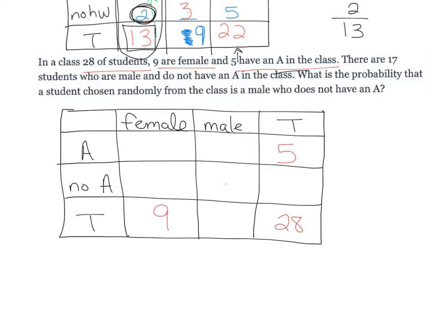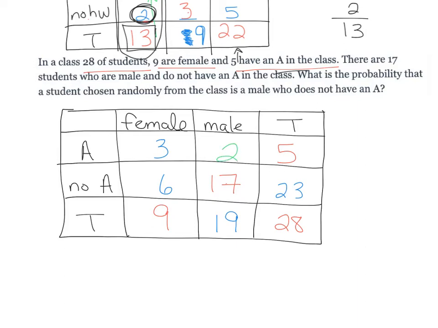So here's male and no A, so the 17 goes there. Then we fill in our other information. We have 9 plus 19 would be 28, 5 plus 23 is 28. In this direction we have a 6. In this direction we have a 3. My last one is always that one I can check in 2 directions. So it looks like it should be a 2 and a 2, so that's good.